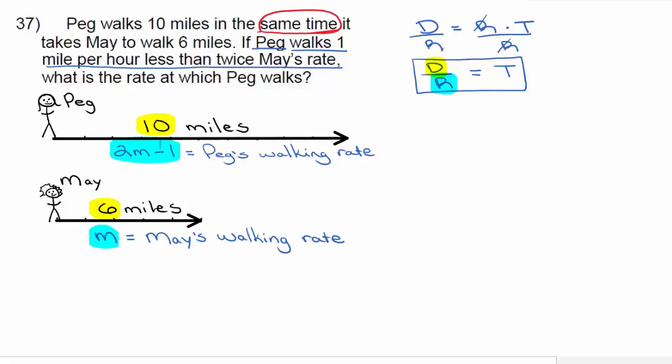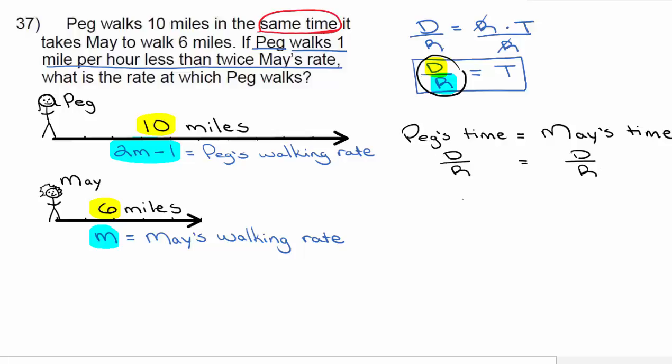Alright, now we've got the rates represented as algebraic expressions. So now we're ready to go ahead and set up our equation. Remember that the keywords same time are going to tell us that we're going to represent Peg's time equal to May's time, and I'm going to represent that time as a distance divided by a rate. Alright, so it's going to be Peg's time is equal to May's time. Peg's time is going to be 10 divided by her rate, which is 2m minus 1. May's time is going to be 6 divided by m.